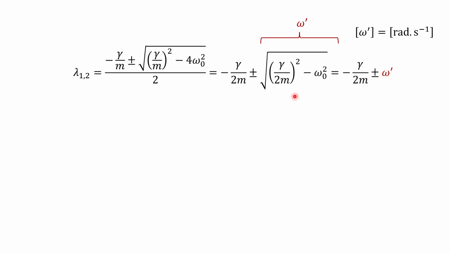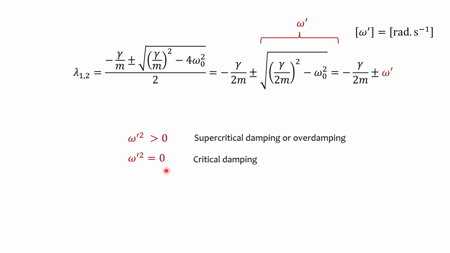Now the solution of the system basically depends on omega prime. Notice that the expression under the square root here can be positive, 0, or negative, depending on the precise numerical values of gamma and omega 0. So 3 situations can occur. If the expression under the square root is positive, this situation is referred to as supercritical damping or overdamping. If it is 0, it is called critical damping, and if it's negative, it is referred to as subcritical damping or underdamping. Let's now discuss all 3 cases separately.